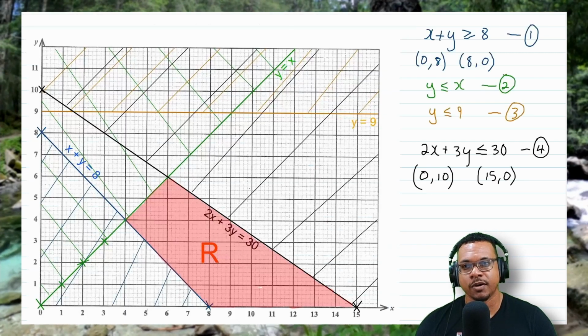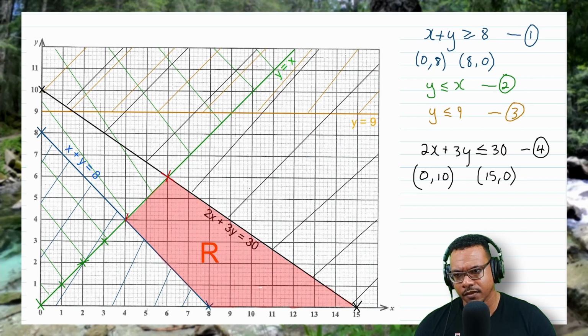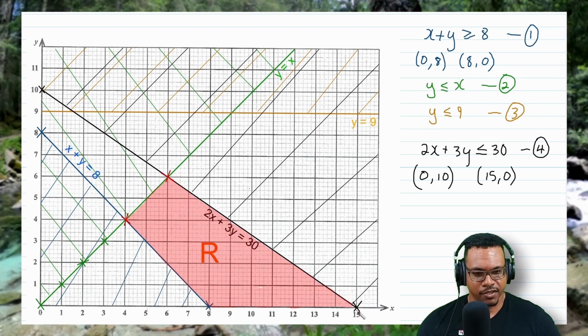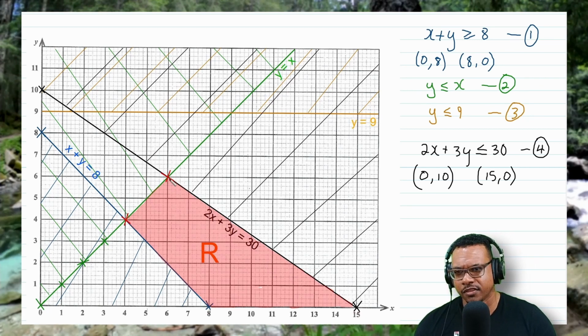So what we need to do is go back to the graph, and we'll need the coordinates of the vertices of this polygon, that is the region that satisfies all 4 inequalities. So that will be here, here, and these 2 points down here. So this one is 6 on the x and 6 on the y. So at that point that's 6, 6 here.